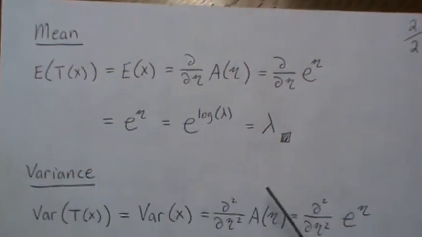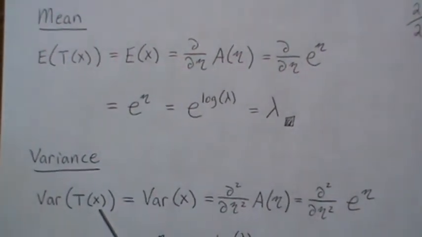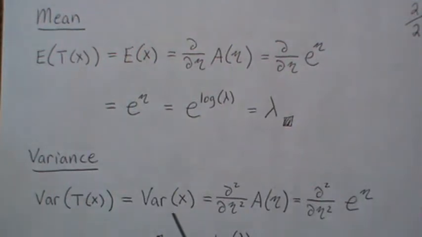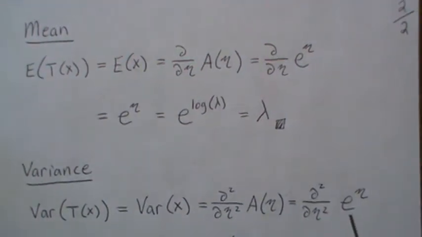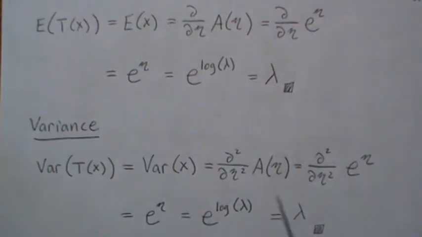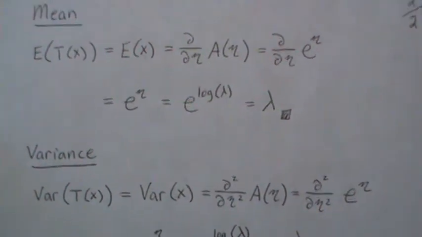Now the variance is the variance of the sufficient statistic, and that's just the variance of x. That's the second derivative of our log partition, which is this. You take derivatives twice, you just get it back. Now stick in the value of what we know eta is, which is log of lambda. The e and the log cancel and we're left with lambda, which we know is the variance of a Poisson distribution.